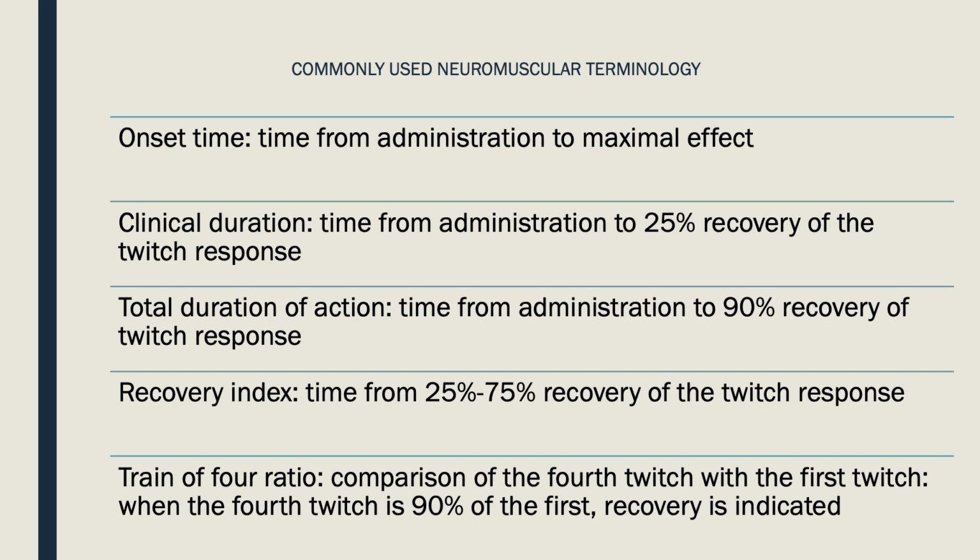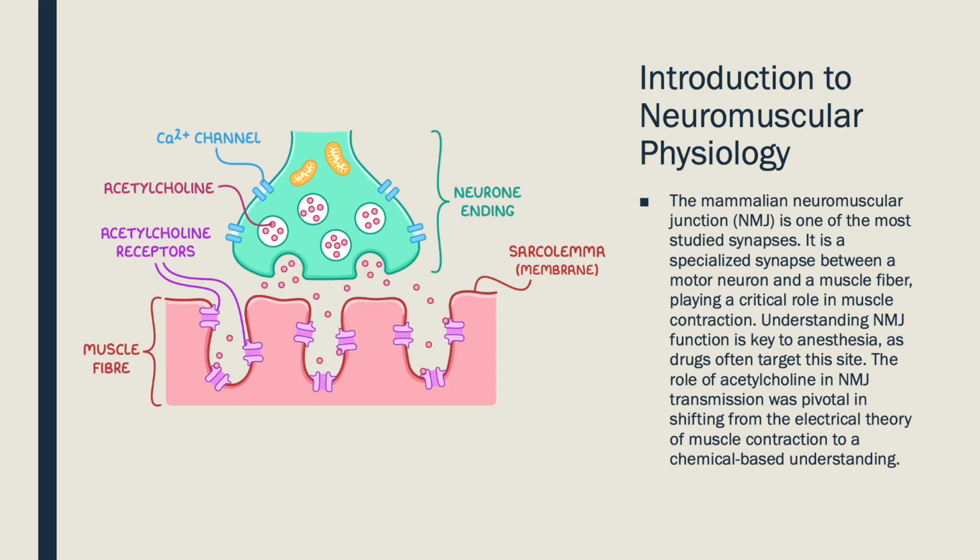The most commonly used test that we're going to perform in anesthesia is the train of 4 ratio. This compares the strength of the fourth muscle twitch to the first. When the fourth twitch reaches 90% of the first, this is when you would have sufficient recovery. This is a key tool in monitoring for residual paralysis and ensuring you have a full recovery from neuromuscular blockade. All right, so keep these terms in mind as we move forward with the rest of this presentation.